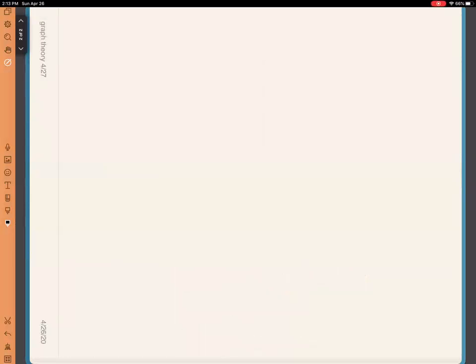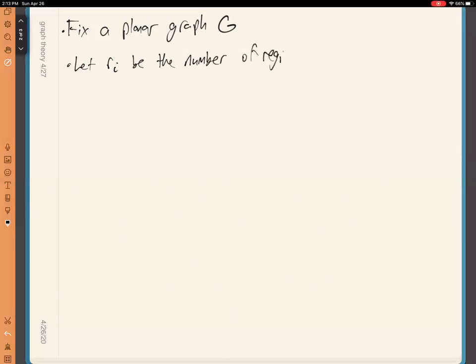Right, and so what I'm going to do now is fix a planar graph G. I want to elaborate on this a little bit more. And so I'm going to let lowercase r sub i be the number of regions in G of degree i. For example, if i is equal to 3, r3 is the number of regions of degree 3. It may turn out that the graph has no regions of degree 3, in which case r3 would be 0, which is allowed.